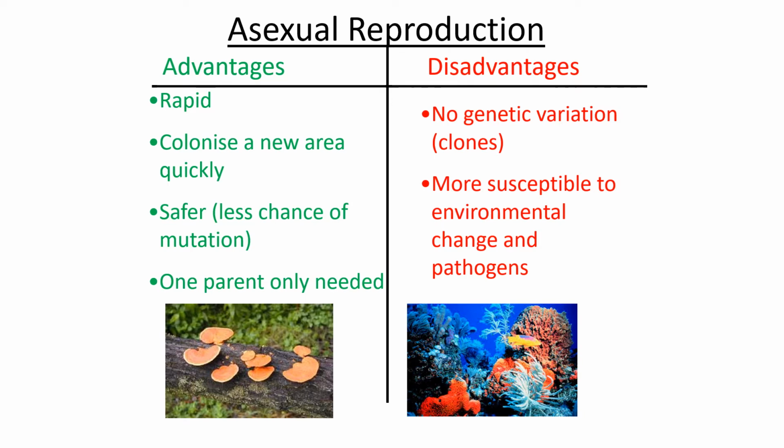Disadvantage of asexual reproduction: there is no genetic variation. They are clones. Therefore, they are most susceptible to environmental change and to pathogens. So they cannot fight back strongly enough against diseases, pathogens or any sort of environmental changes.